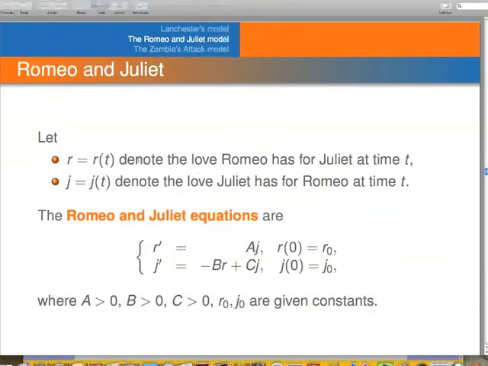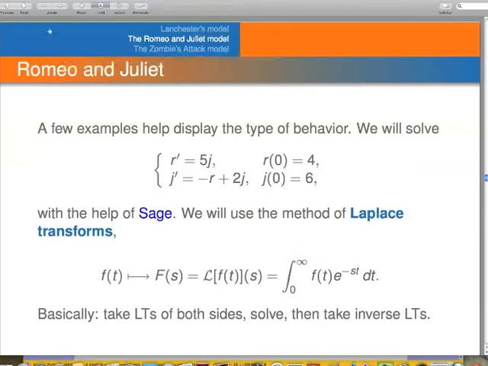Well, take little r of t to be the love Romeo has for Juliet, and little j of t to be the love Juliet has for Romeo. Then here's r: the change in Romeo's love is directly proportional to Juliet's love for Romeo. But the change in Juliet's love is a little more complicated. If Romeo comes on too strongly, then there's this negative reaction. But otherwise, she does have some feelings that derive from Romeo's love for her, and that makes her feel good.